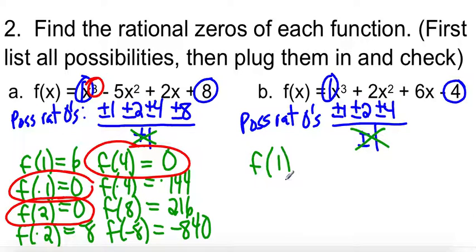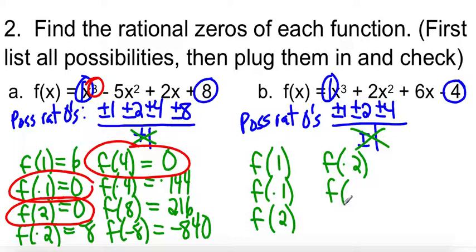So we're going to do f of 1, f of negative 1, f of 2, f of negative 2, f of 4, and f of negative 4. And if you're thinking, yeah, this is a lot of work, I'm going to say, yeah, you're right. There's not really a shortcut to this because these are not nice, pretty functions that you can just factor easily. So it's going to take a little bit more work. So plug these into your calculator. I have already done that work.